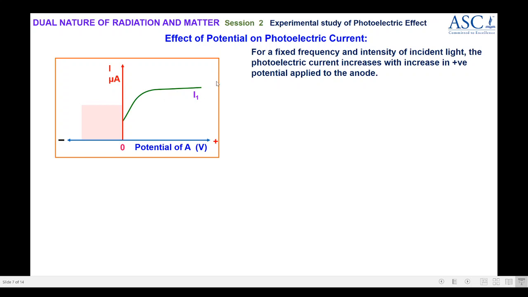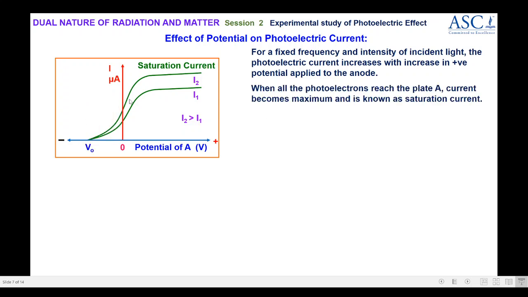So this observation is done keeping frequency constant, and for one particular intensity of light, if you increase the potential of the collector plate, then the photoelectric current also gradually increases. But a further increase in the potential will make the current saturate, which means there is no more increase in the current. All the electrons which are emitted from the cathode reach the anode.